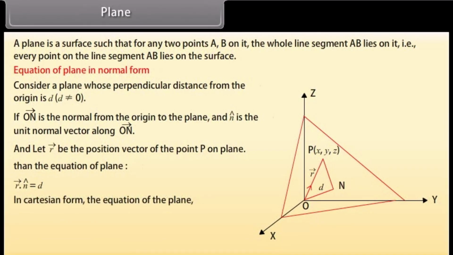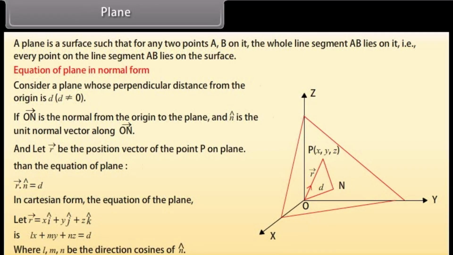In Cartesian form, the equation of the plane: let vector r equals x i plus y j plus z k. The equation is lx plus my plus nz equals d, where l, m, n are the direction cosines of n cap.